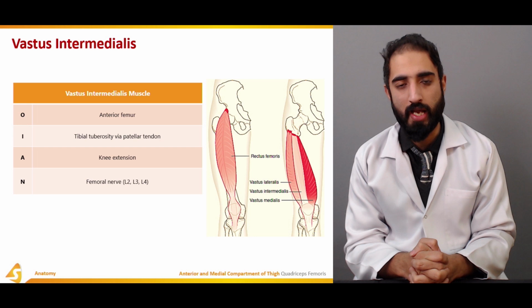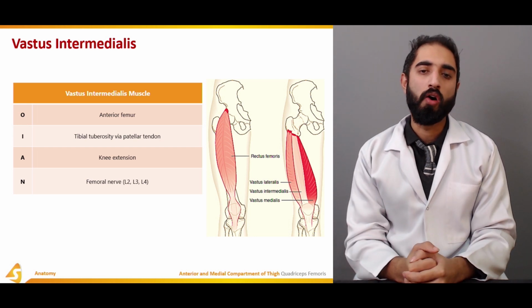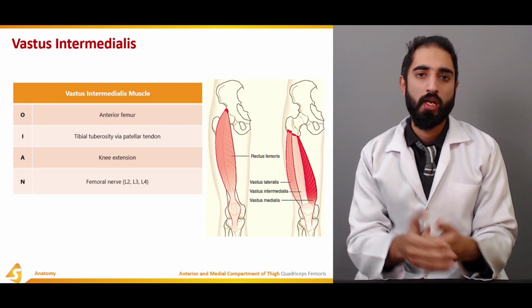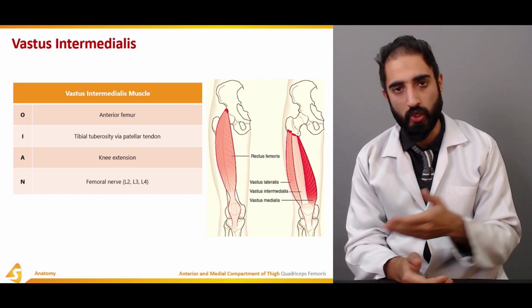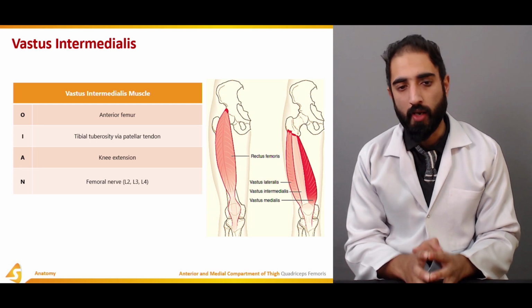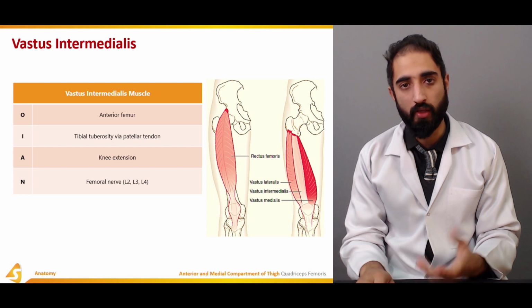and its function is once again knee extension. As it is located in the center, it only pulls the patella in an upward direction, and thus its line of action is along the longitudinal axis of the femur and not on the medial or lateral aspect, so it is not oblique. And once again, the nerve supply is via the femoral nerve, which is L2, L3, and L4.